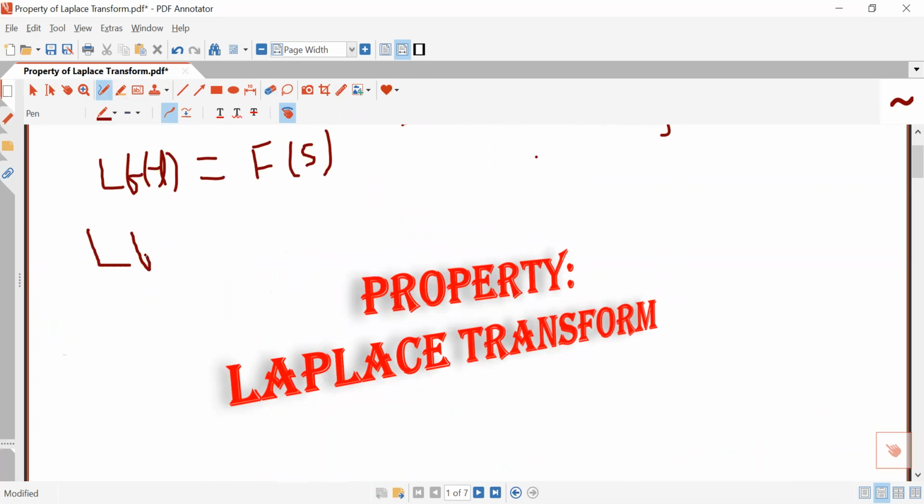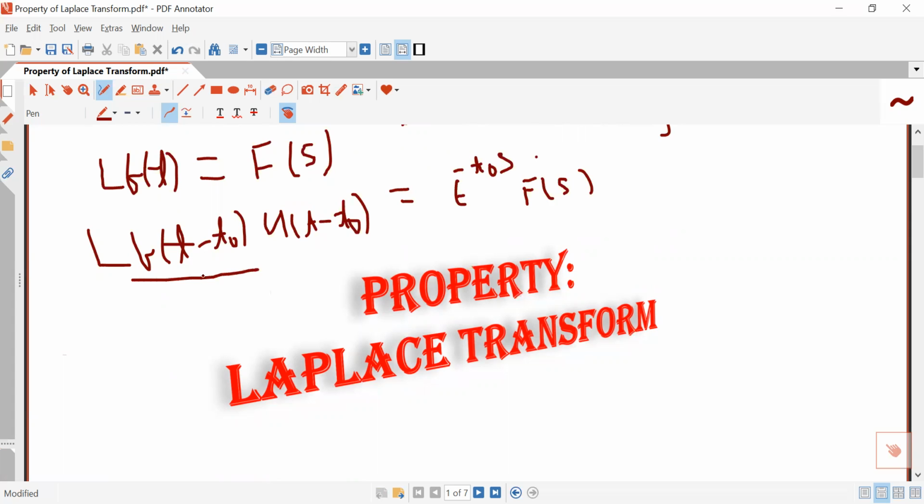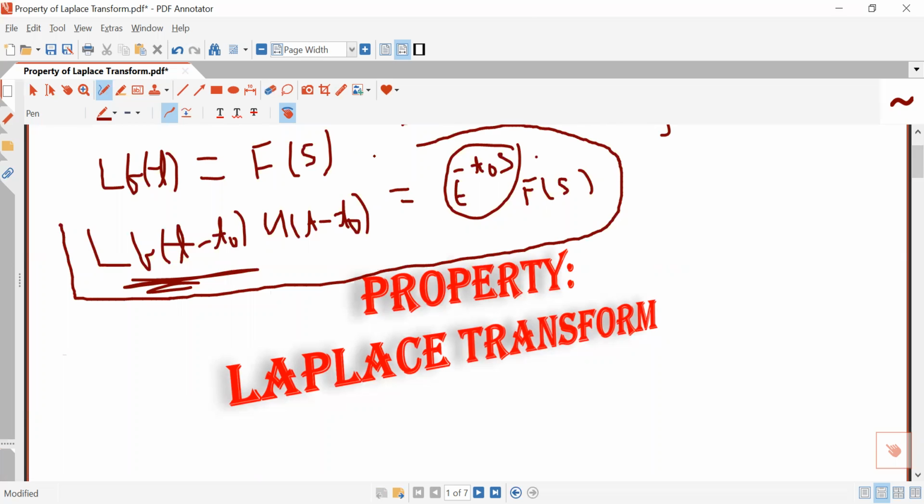then the Laplace transform of f(t minus t0) u(t minus t0), here u is the unit step function, will be equal to e to the power minus t0 s F(s). So if you shift a signal in the time domain, then one delay term or exponential term will be multiplied in its Laplace transform. This is shifting property 2. And you can easily prove this property. Just you have to take Laplace transform of this function.